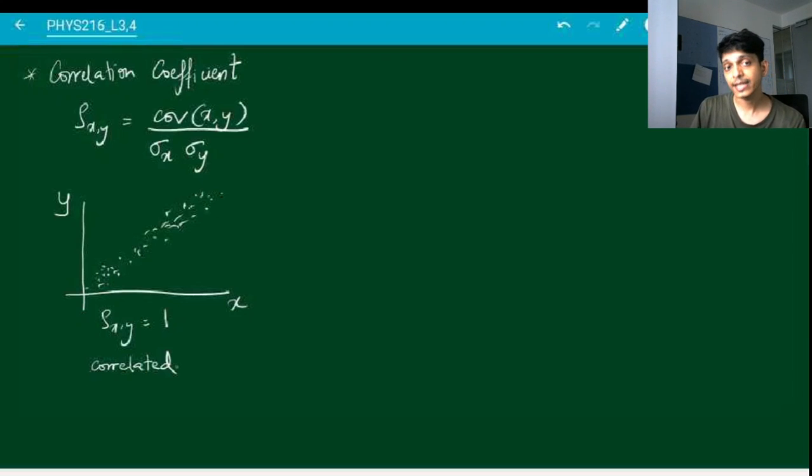I'm not necessarily saying that there is a causal relation between them. I'm not saying that y is increasing because x is increasing, or x is increasing because y is increasing. That is called causality. I'm not concerned about causality. I'm just talking about there being some correlation. Both of them are increasing at the same time. Whether or not it's because of each other, that's a separate issue.